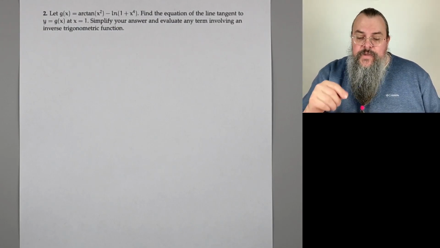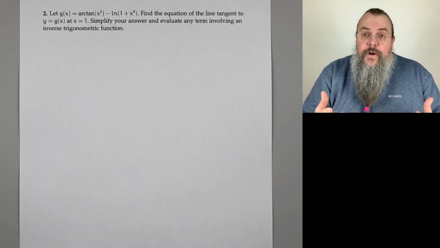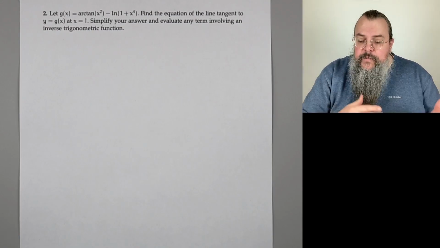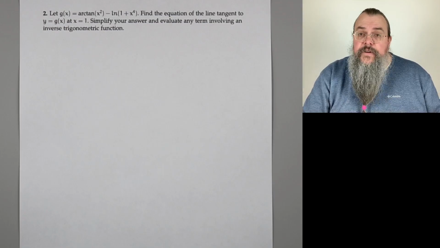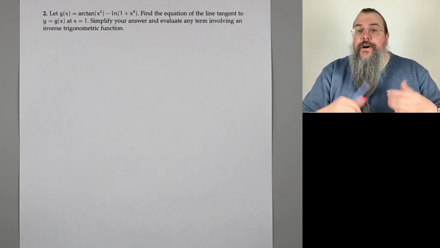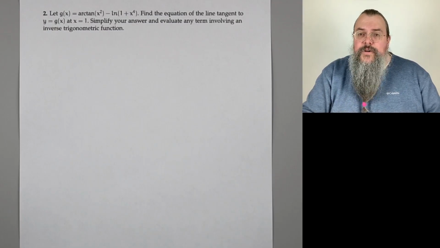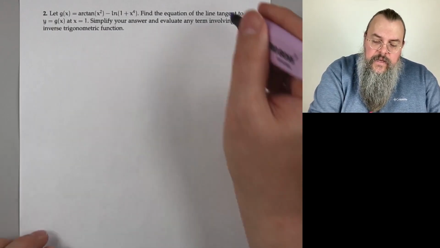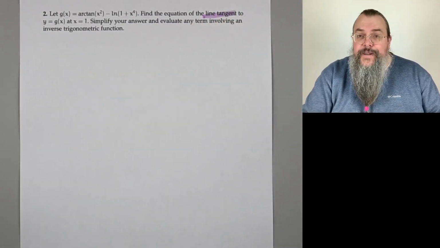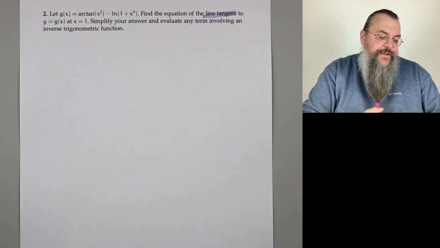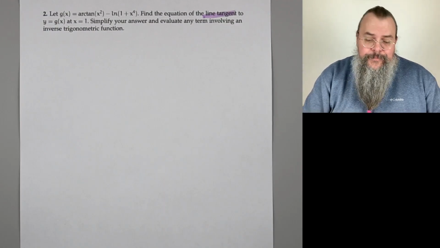Find the equation of the line tangent to y equals g of x at x equals 1. And then there's some simplify your answer and evaluate any term involving an inverse trigonometric function. So really this one's not so bad. In fact, it's a little bit more straightforward, right? Because it's saying, what are we looking for? We're looking for the line tangent, or if you like, the tangent line. So you say, well, we know how to find tangent lines. We were just doing that a few minutes ago.